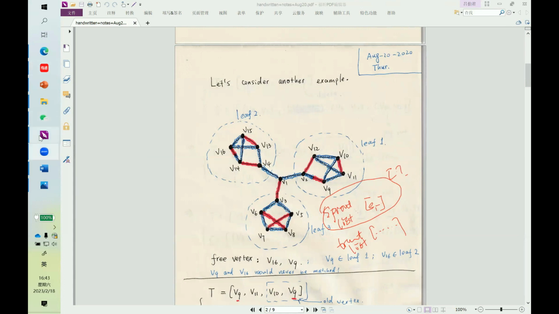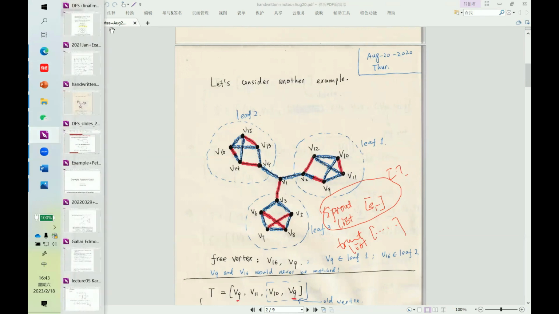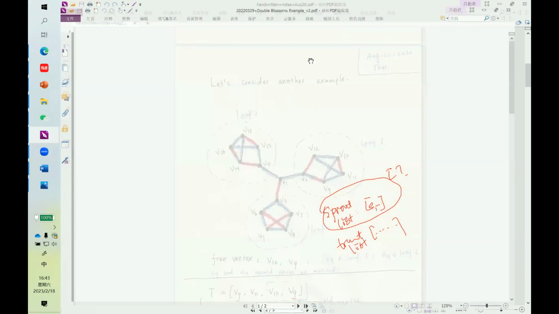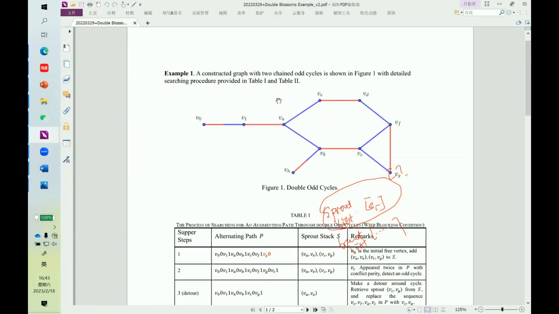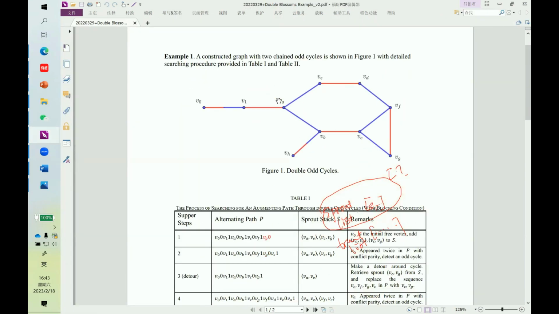So I think I really need to stop here, and then I would show you some examples. This is an example proposed by a scholar in India, okay? And this is an easy graph, but well designed.